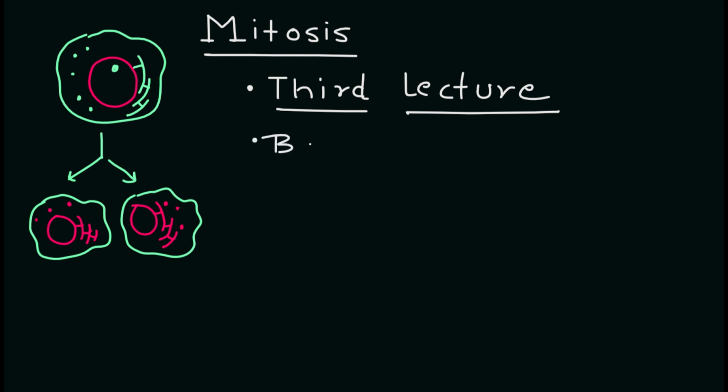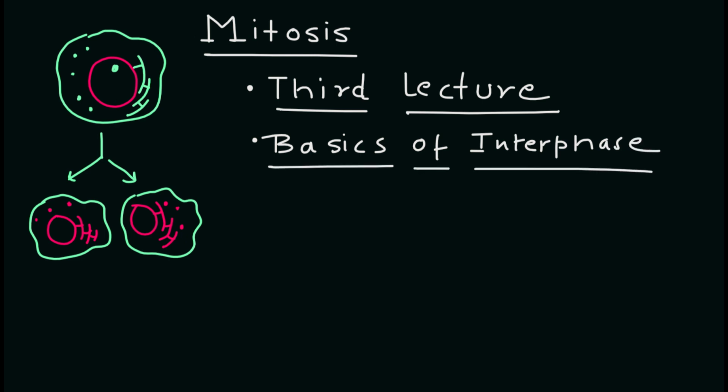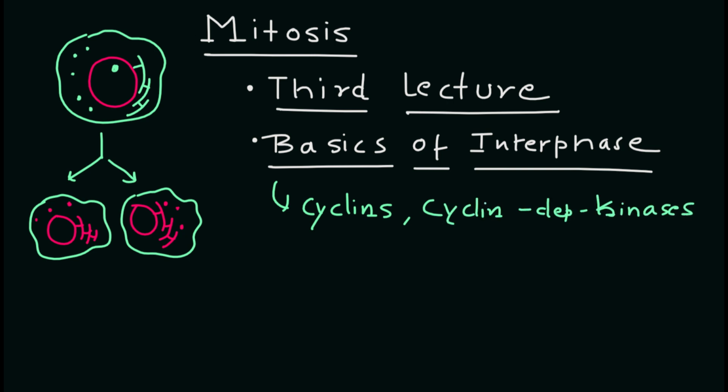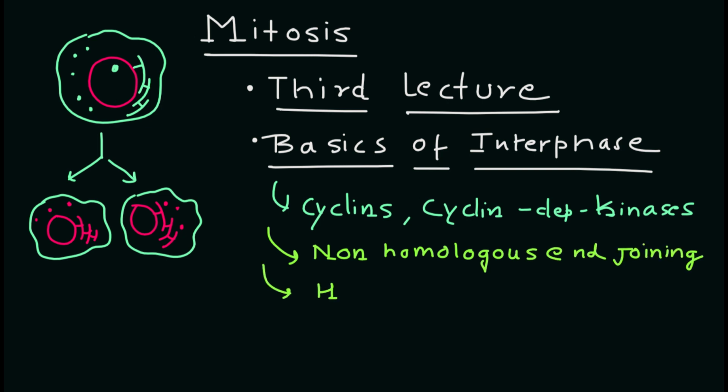Previously, we covered the basics of interphase. I hope the topic is clear. In addition to this, we had a discussion on cyclins, cyclin-dependent kinases, different phases of interphase, and how the security check works in case of cell division. We also discussed the non-homologous end joining and homologous recombinational repair processes of DNA repair.